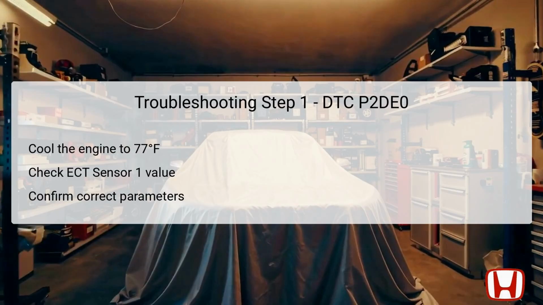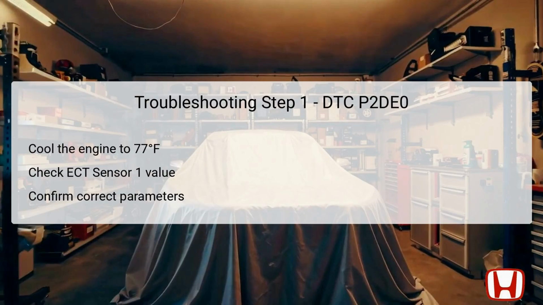The first step in troubleshooting DTC P2DE0 involves ensuring that the engine has cooled down sufficiently to 77 degrees Fahrenheit, 25 degrees Celsius or less. By allowing the engine to reach this temperature, technicians minimize the likelihood of false readings from sensors influenced by heat.